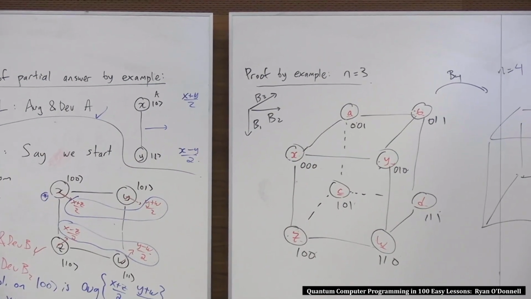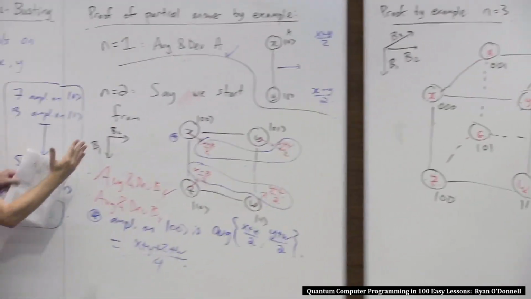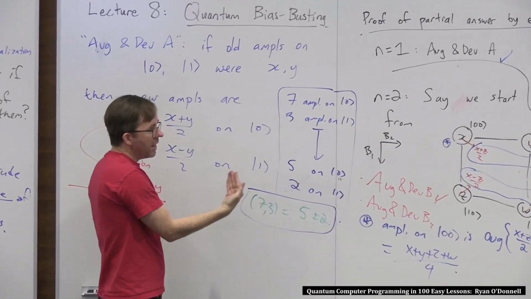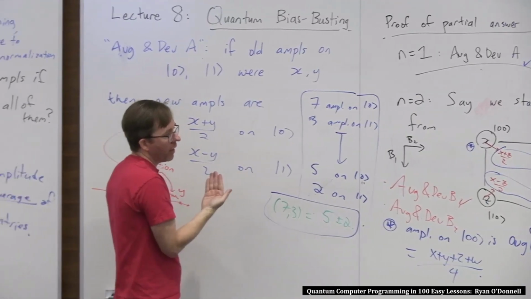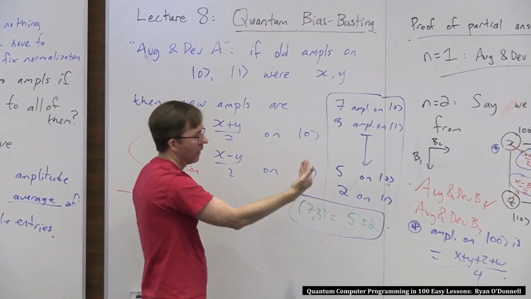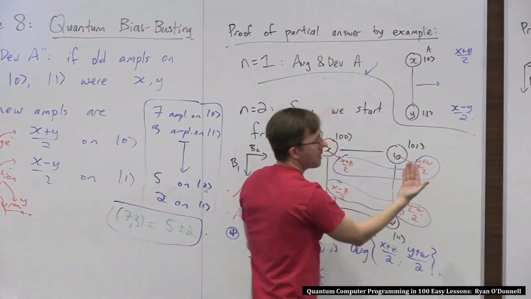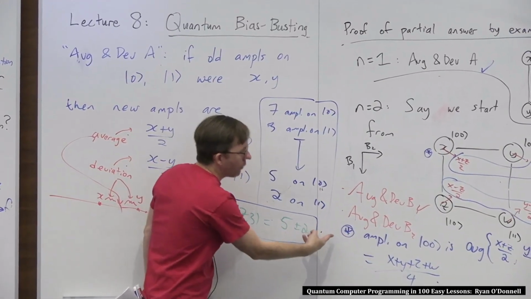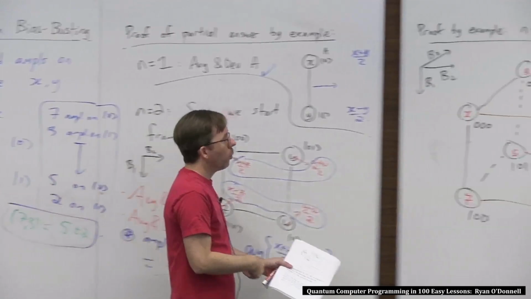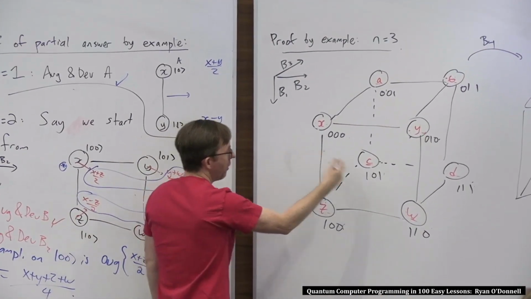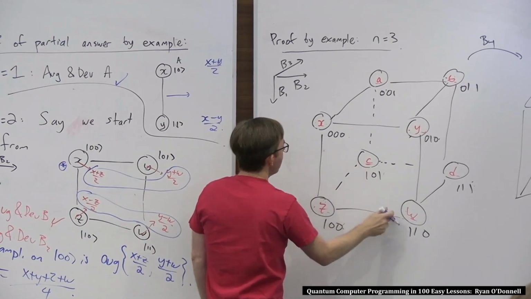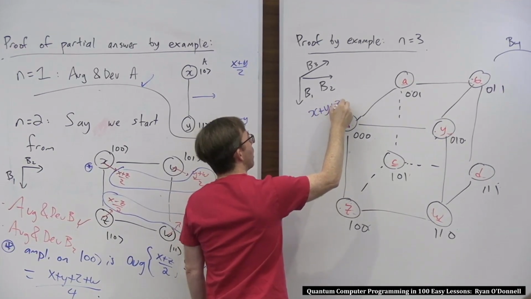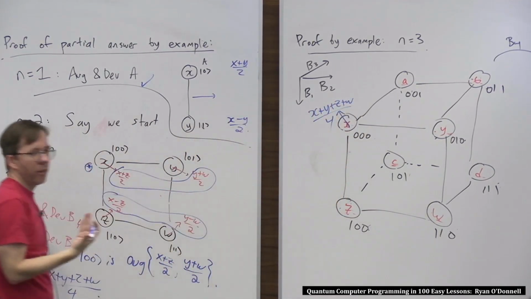And you did average and deviation on B1. I kind of did the up and down average. Average and deviation on B2, that did the left and right average. You see, everything that happens on the front face equally well happens on the back face. The n equals 2 case applies to the front face and to the back face, because you do the same operations on them. So after doing the first two instructions, what do we eventually get? Some stuff happens, and I don't really care what happens here, but after the first two instructions, this eventually becomes x plus y plus z plus w over 4. It becomes the average of the stuff on the front face.